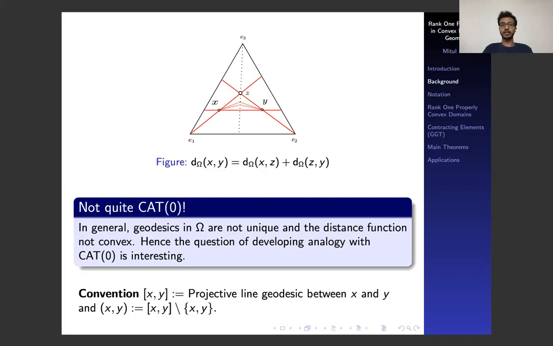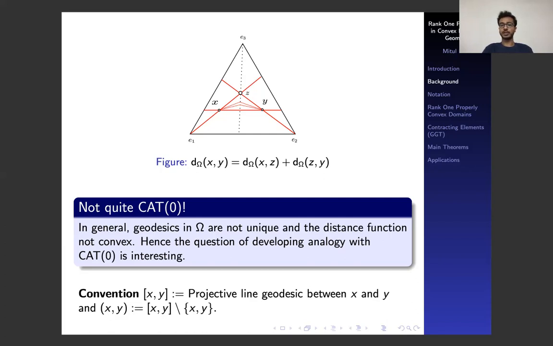Here we have a triangle in RP2, and in the given figure, the broken projective geodesic that goes from X to Z and then from Z to Y is a geodesic between X and Y because it realizes the distance between X and Y. In fact, all the red dotted lines that you can see in this figure are geodesics between X and Y. So this shows that there are projective domains like the triangle here where the geodesics between points are not unique. In general, given a properly convex domain, geodesics are not unique and the distance function is not convex. Hence, these spaces are not CAT(0).